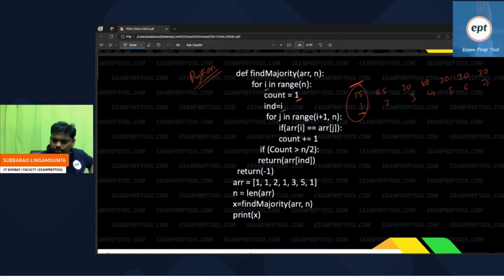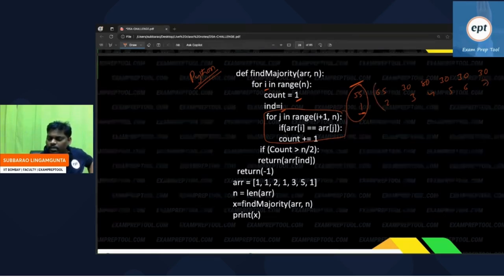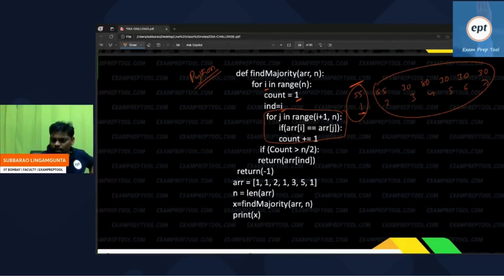So like this, this will be compared with all other people. Is there anyone exactly like me? So I think I have done the counting. 55 counting done. Lastly check, is count greater than n by 2? No. If it is true, return. If not, execute the code. This loop is going on.